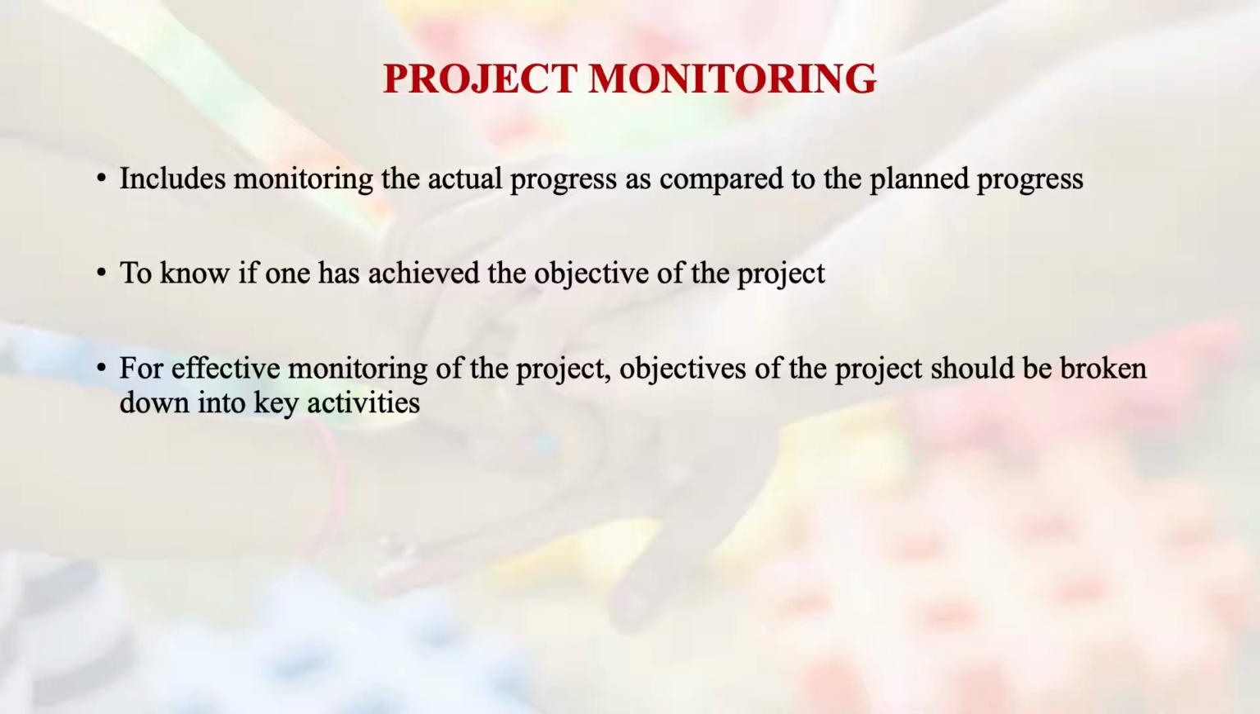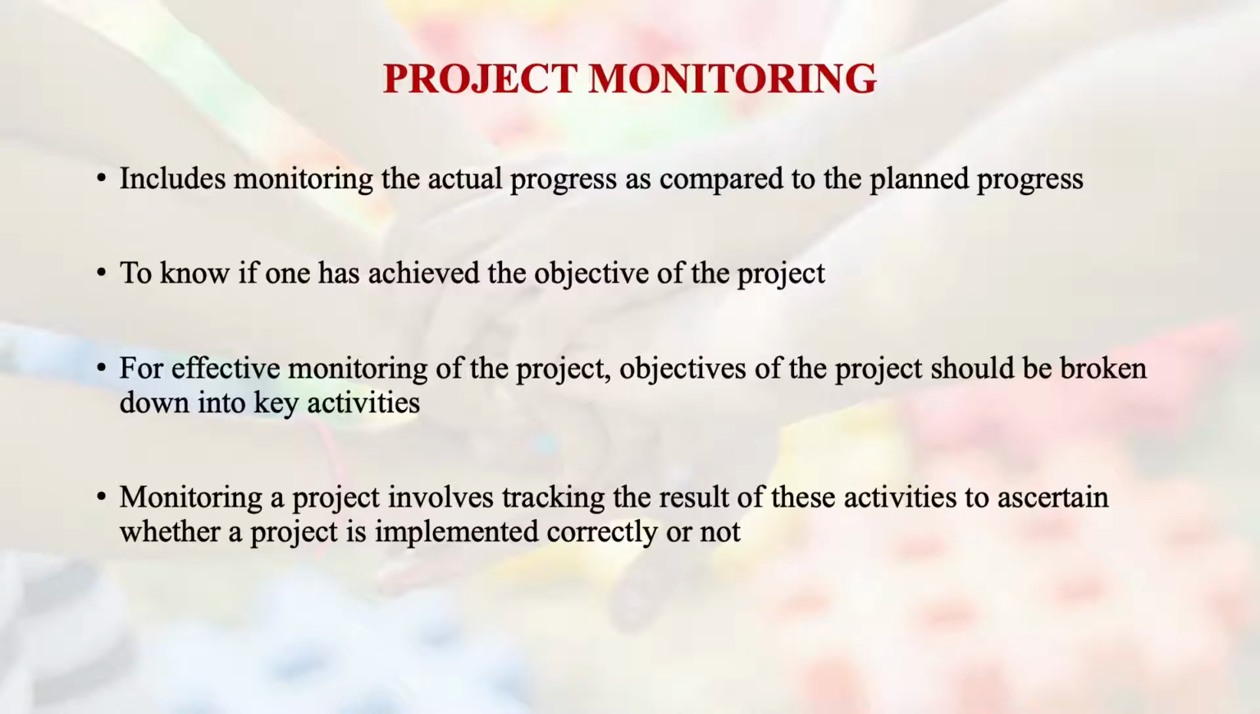So for effective monitoring of the project, the objectives of the project should be broken down into key activities. And what are the key activities? The key activities have to be decided by the respective NGOs because for one NGO, one key activity may be important, but for the other NGO, it may not be. Similarly, for another NGO, if one or two key activities are important, they may not be of relevance to the previous NGO. So therefore, the key activities are very, very specific to the NGOs.